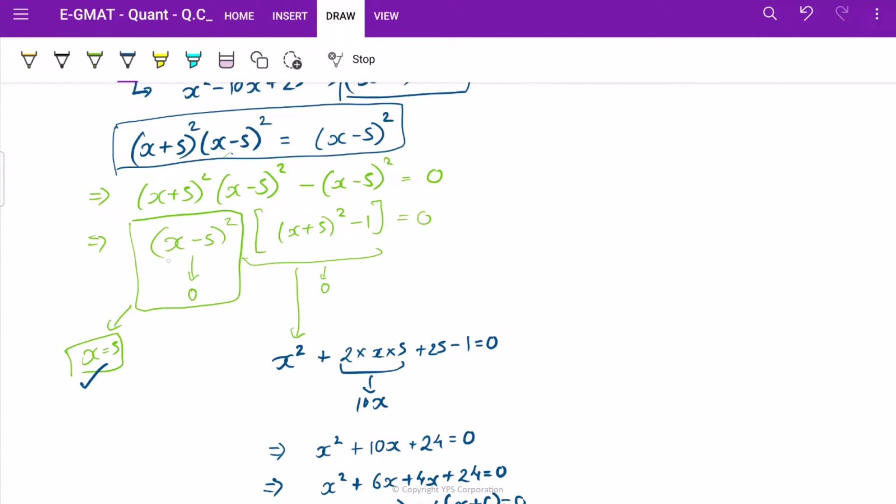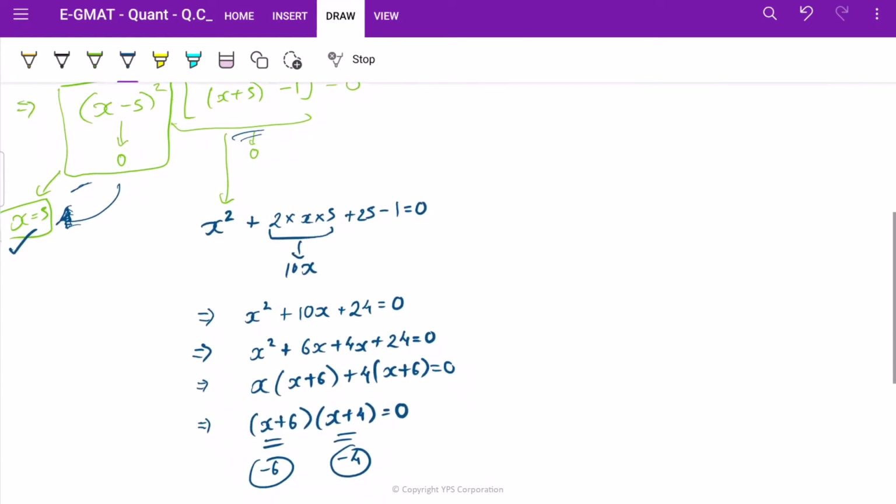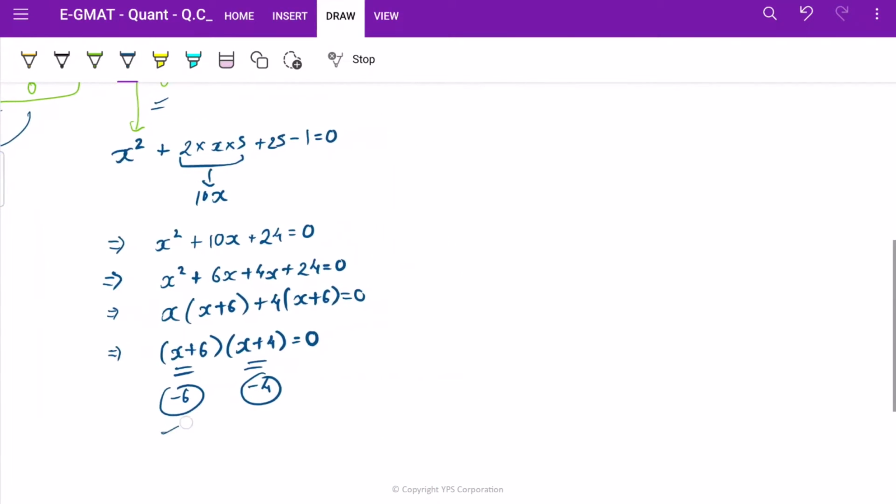Now moving ahead, we brought this part of the equation to the left hand side, and then we took common. What we got was either this part should be 0 or this part should be 0. So here we get one solution, x equals 5, and then for the other side we get two more solutions, x equal to minus 6 or minus 4.